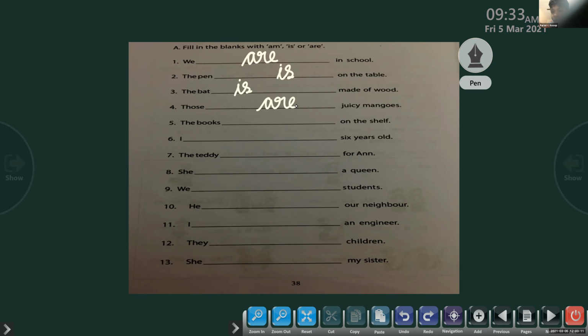The books dash on the table. Am, is, are? The books, plural. The books are. Yes, very good. Very good, Arav. The books are on the shelf. Good effort, my dear. Thank you.